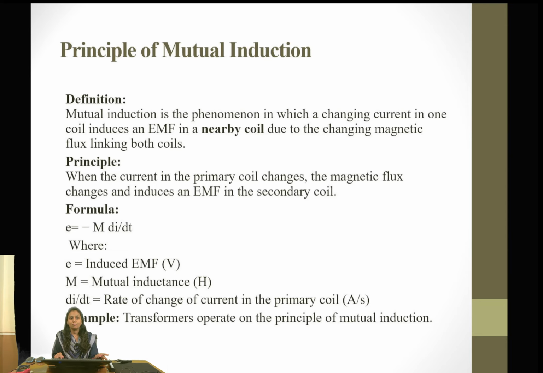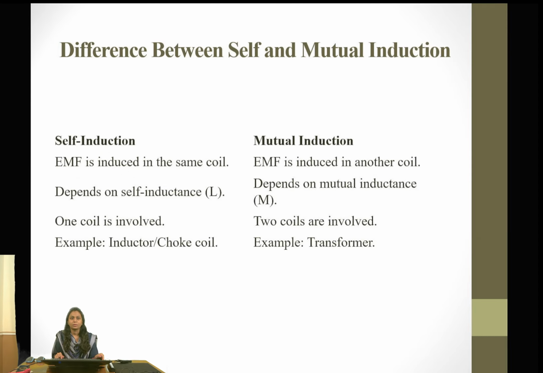The formula for mutual induction is E = -M di/dt, where E is the induced EMF, M is the mutual inductance which is in Henry, and di/dt is the rate of change of current in the primary coil. For example, transformers operate on the principle of mutual induction.